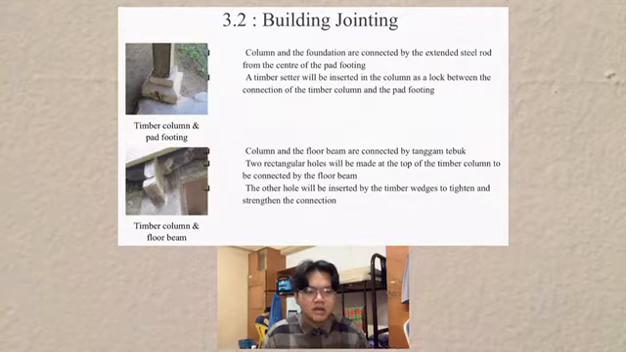Second building jointing is timber column and floor beam. Column and the floor beam are connected by tanggam tebuk. Two rectangular holes will be made at the top of the timber column to be connected by the floor beam. The other hole will be inserted by timber wedges to tighten and straighten the connection.